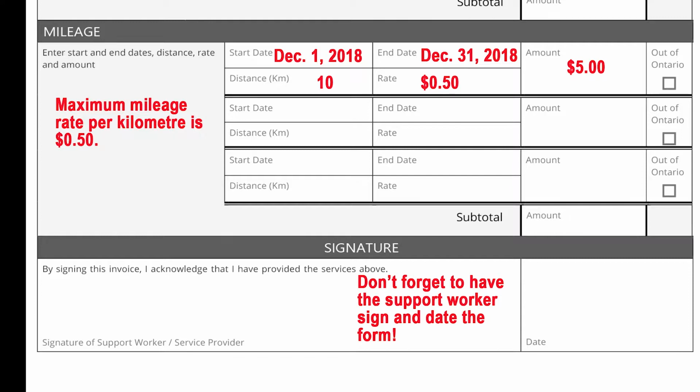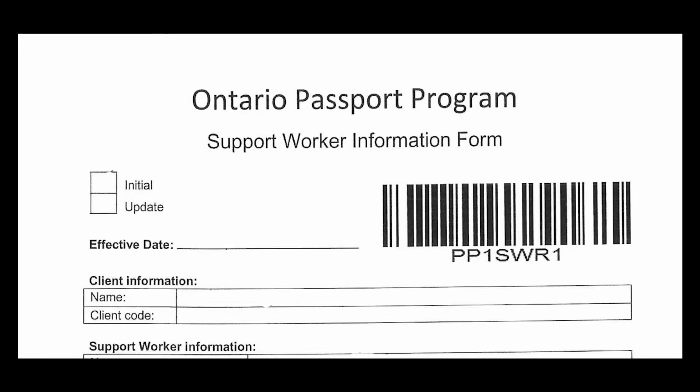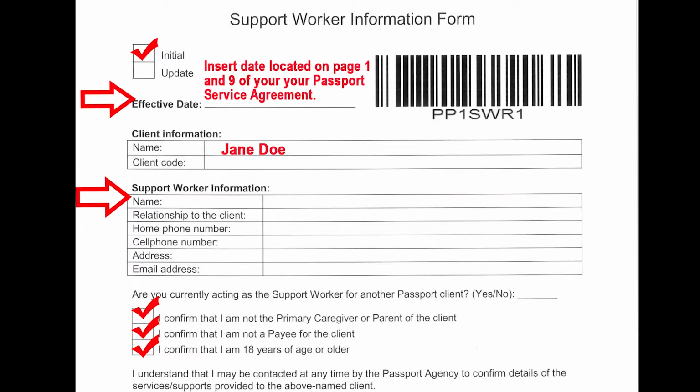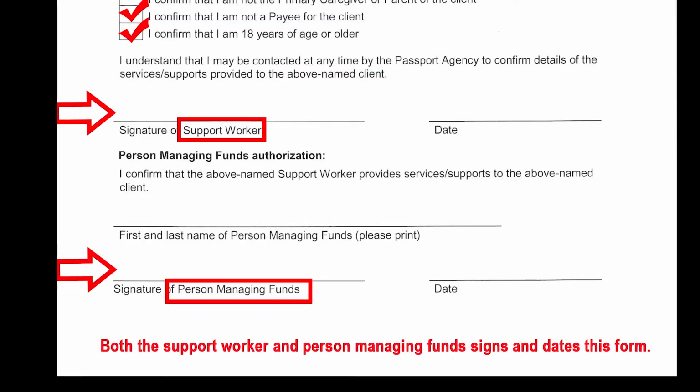For page 2, every support worker has to be registered within the Passport 1 system. We ask that each support worker fill out a support worker information form one time and one time only per worker. So if in December I hire an individual, they fill out the support worker information form. They confirm that they're not the primary caregiver, that they're not the payee, and that they're over 18 years of age. They will fill out several ways to contact them: home number, cell phone number, email, etc. They will sign as the support worker, and the person managing funds will sign as well.